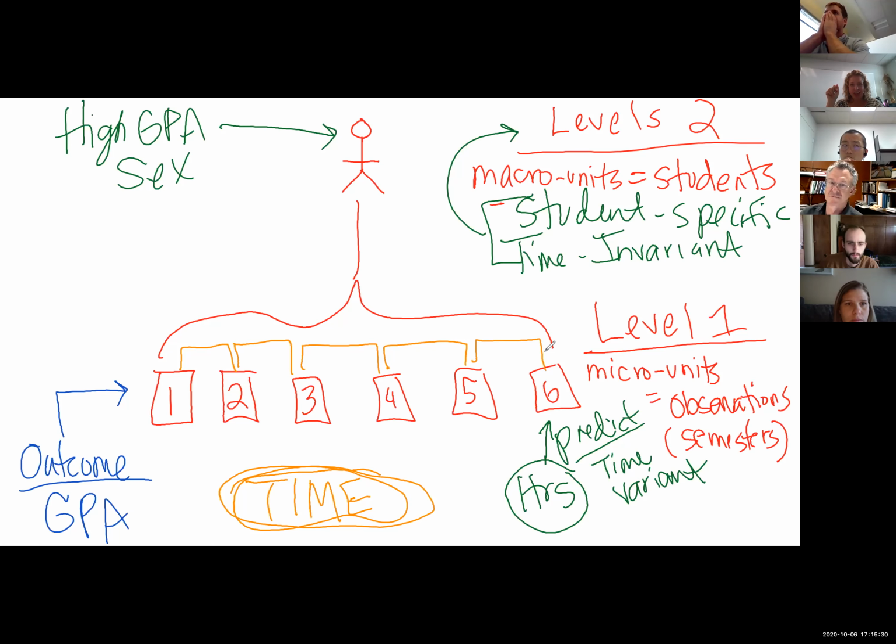Is that always the case with every research scenario? What would be one where they would not be equally spaced? Does someone have a scenario that you've read about or been involved with that was not equally spaced repeated measures?